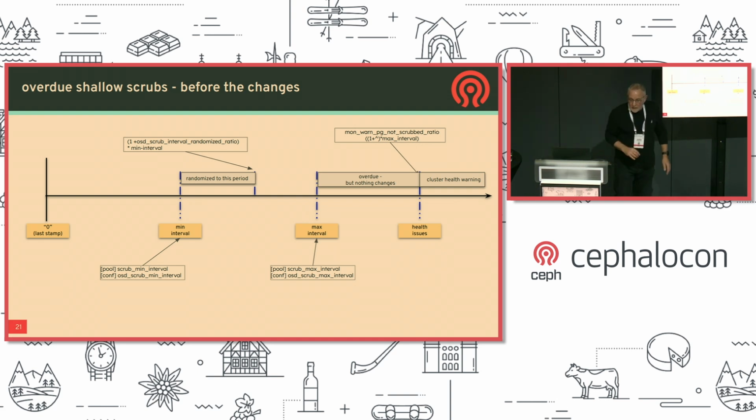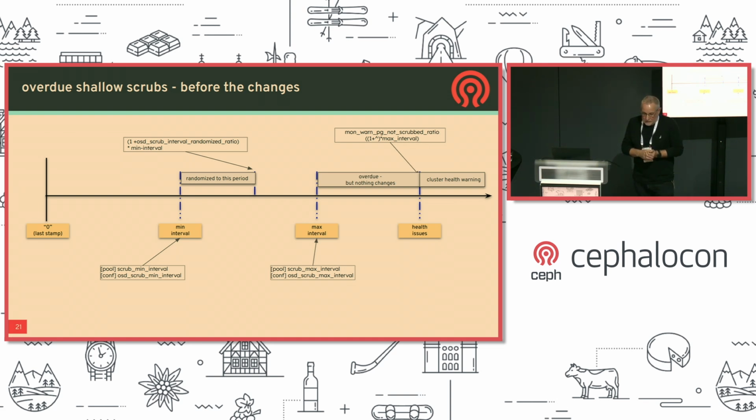So how does being overdue look, and what was changed? So, OK, I have a few minutes. This is how shallow scrubs were scrubbed before the changes in Tentacle. I think you all know, probably if you're operating clusters, you know the configuration parameters mentioned here.